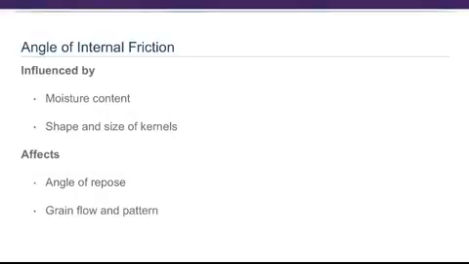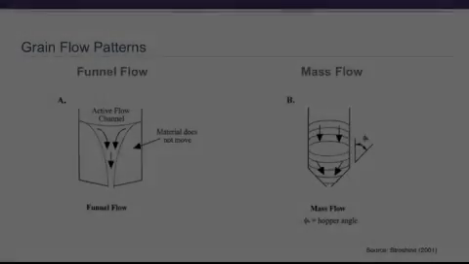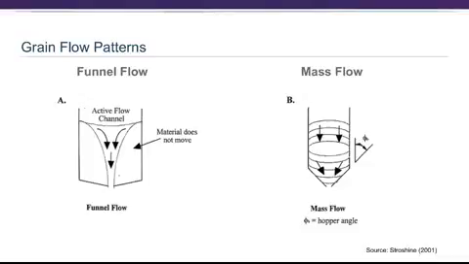It's influenced by things such as moisture content, the size and shape of the kernels, and of course it affects things like the angle of repose and also grain flow and the patterns for grain flow in bins. One of the reasons that we're interested in angle of internal friction is its effect on flow patterns, or the information it gives us about controlling the flow patterns in bins.